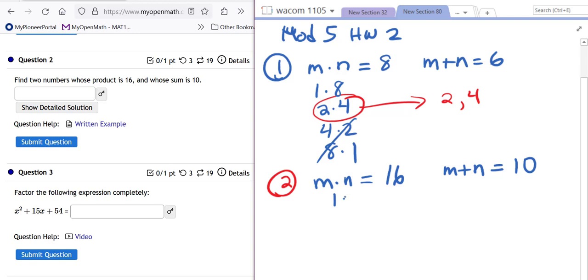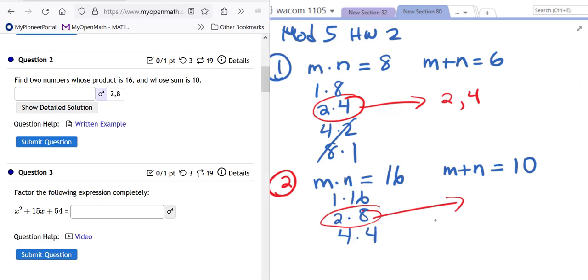So things that multiply to give 16: 1 times 16, 2 times 8, and 4 and 4. Those are the choices that multiply to give 16. We want to look through that list and find which ones add to give 10. So 2 plus 8 is going to add to give 10. So that is going to be our choice that would fit both conditions. So 2 and 8. So we're going to use those skills a little bit.